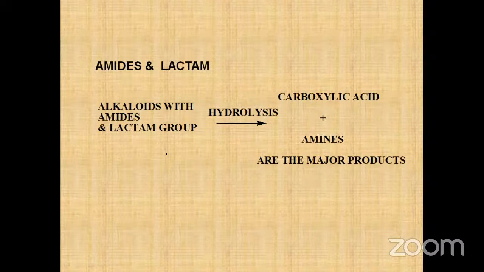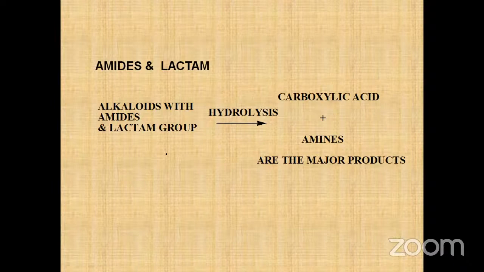If it is a cyclic amide, that is the lactam. If it is a cyclic ester, that is called a lactone. This lactam on hydrolysis leads to the formation of an amino carboxylic acid derivative. That indicates the presence of a lactam fragment, or lactam functional group, in the natural product.